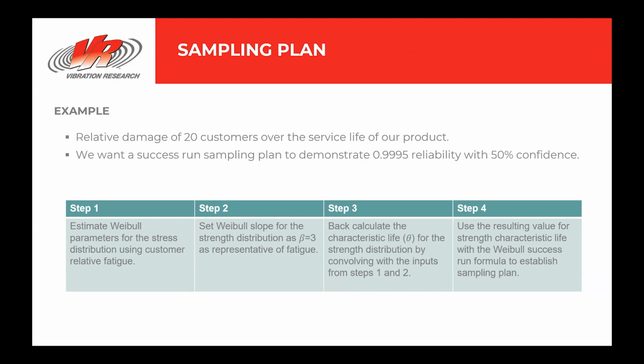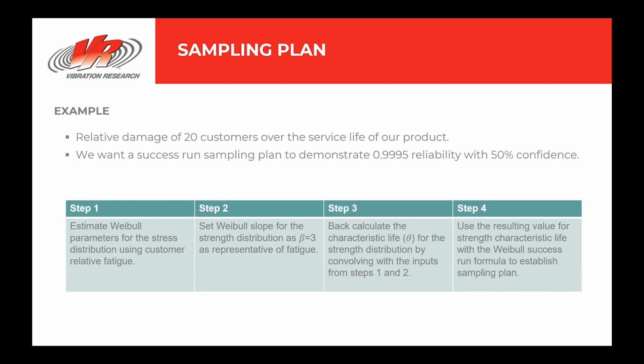Let's work through an example of how to develop a sampling plan. For our example, let's imagine that we have relative damage numbers that represent 20 customers over the service life of our product, and that we want a success run sampling plan for a vibration test that is designed to demonstrate R99.95 C50, in other words, 99.95% reliability over the service life with a 50% confidence level.